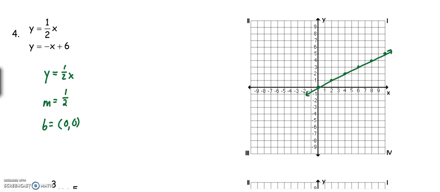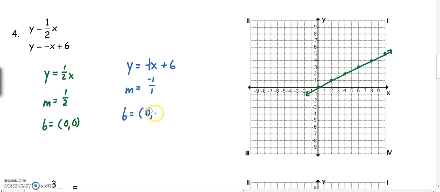My second equation, y equals -x plus 6. My slope is the number in front of the x. So in this case, when it's a negative sign, remember that there's really a -1 there. So my slope is -1 over 1. My b value is the number by itself, so 0, 6. So I'm going to start at 6 on the y-axis, and my slope tells me down 1, right 1.